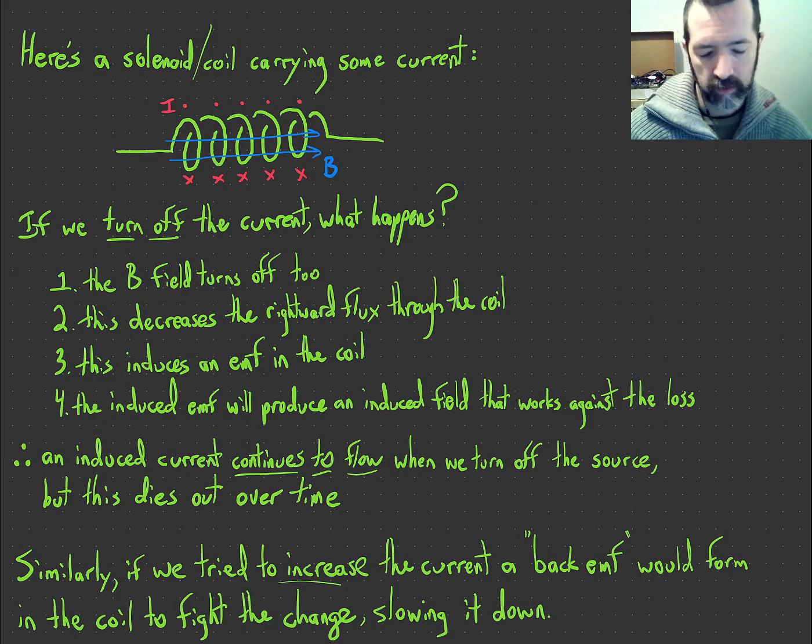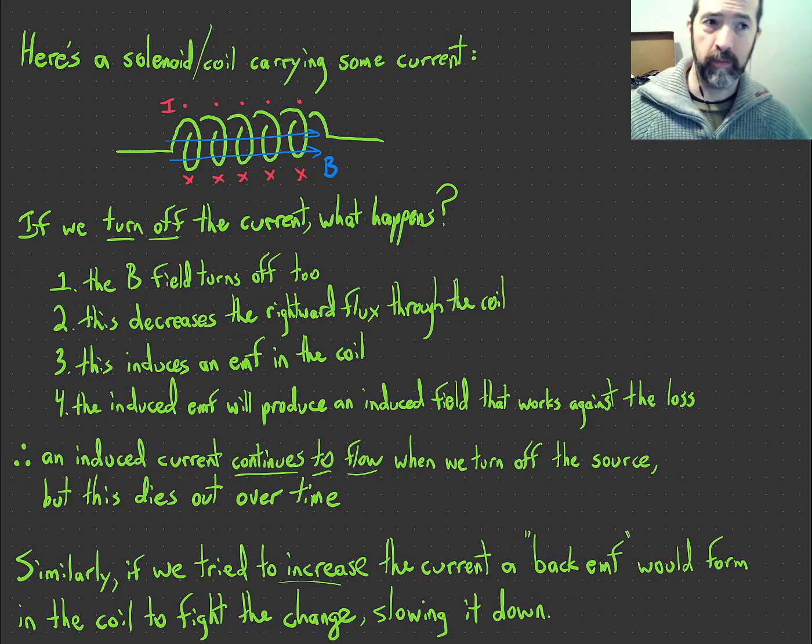You'll occasionally see this phrase back EMF, and that just means an EMF that goes the other direction from the original EMF. So presumably there's a battery or a generator or something that provides an EMF in a particular direction. And so if I try to increase the current, then the induced effect is a backwards EMF that tries to prevent me from increasing the current.